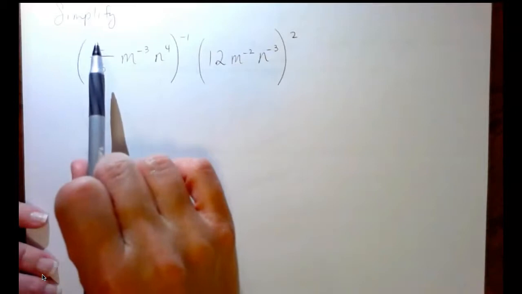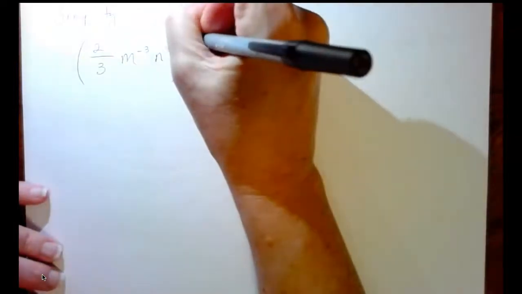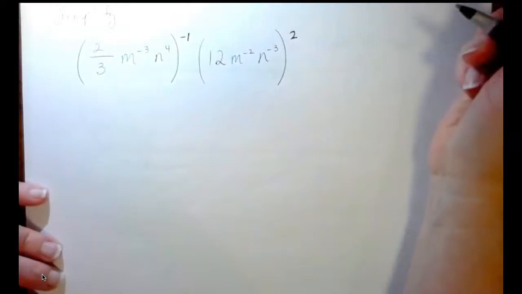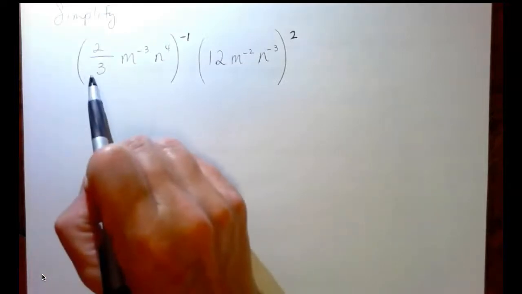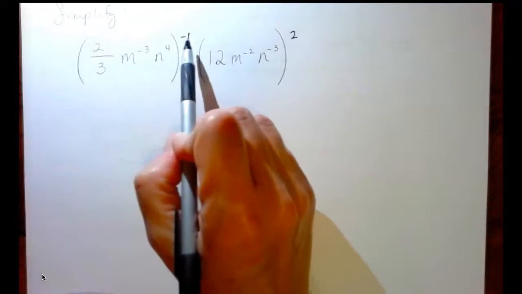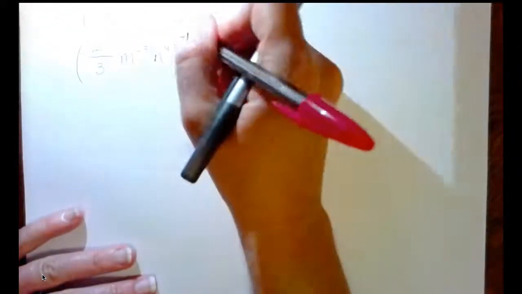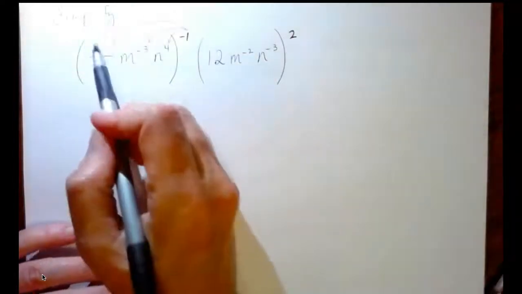Moving on, let's simplify using properties of exponents. So we have an exponent outside of both sets of parentheses here. By order of operations, we're going to deal with those first. So (2/3 m^-3 n^4)^-1. That -1 exponent is applying itself to each one of those bases.